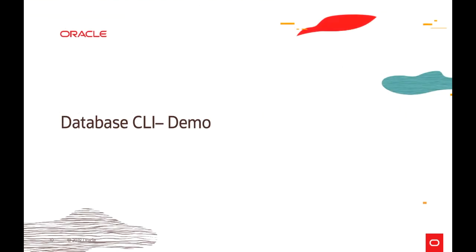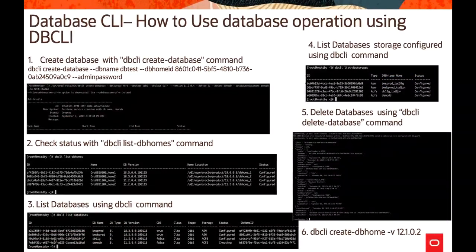Now let's take a look at a few of the command operations and how they are done. The first example: if you want to create a database, you can use the DBCLI create database command. The syntax looks like DBCLI create database -dbname, and you specify the name of the database. Then you specify the database home ID, which you get from the DBCLI list dbhomes command, which returns the IDs for the database homes, and you pick one of them. Then you pass the admin password. Once you launch this command, you will see that a job is created and the database is going to be created with the name you specify.